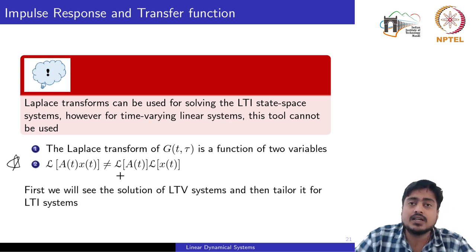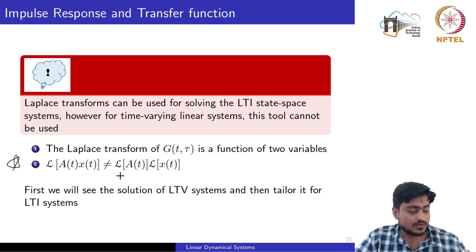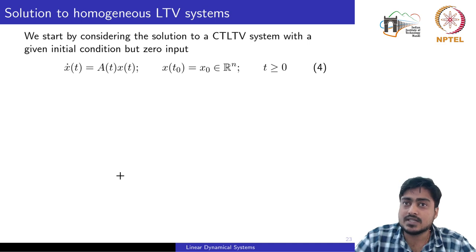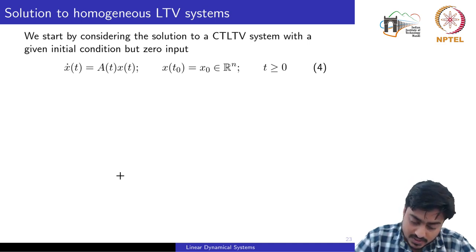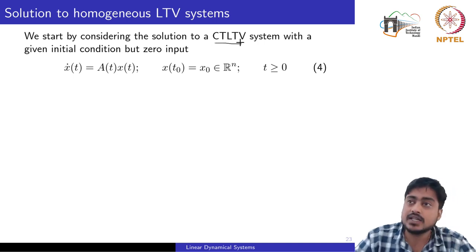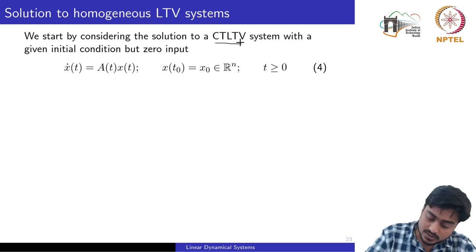So today we will see the solution of linear time varying systems in the time domain, and then we will tailor the solution for the time invariant case. First we will start with the homogeneous LTV systems. We start by considering the solution of a continuous time linear time varying system, with a given initial condition but zero input. So we are not supplying any input to the system.